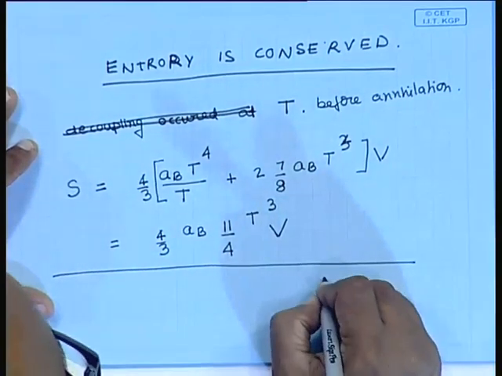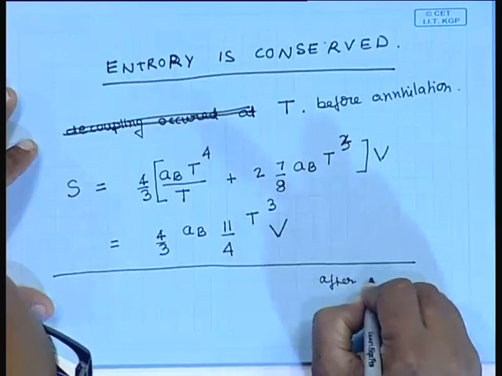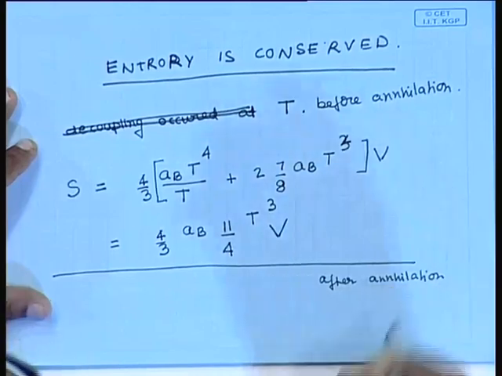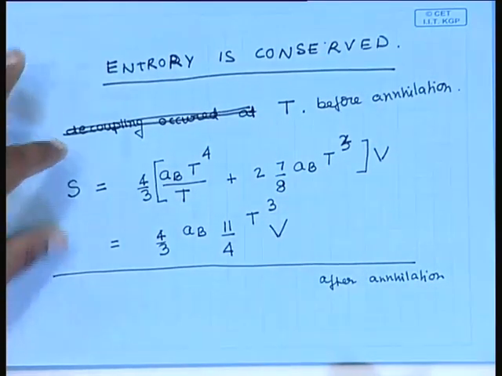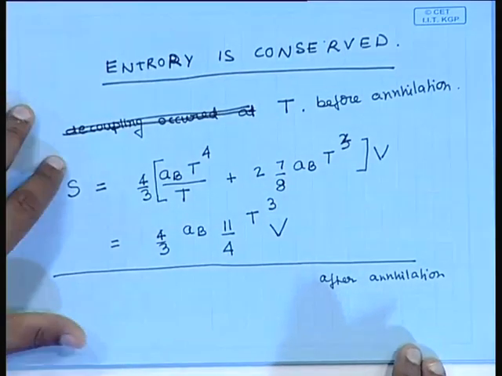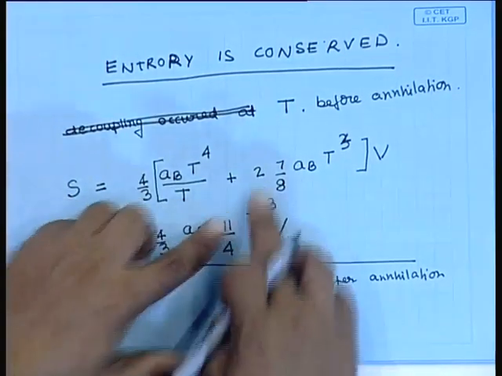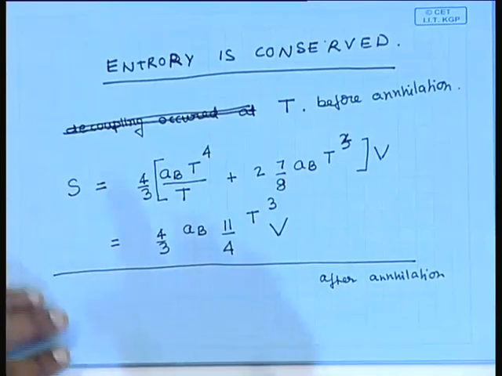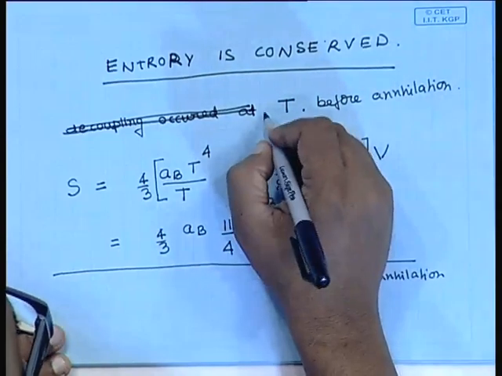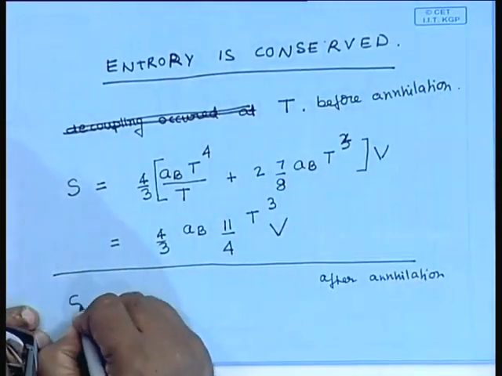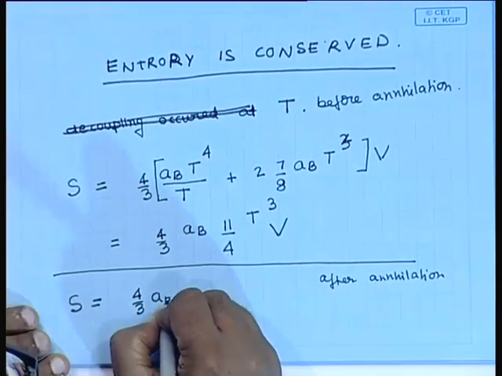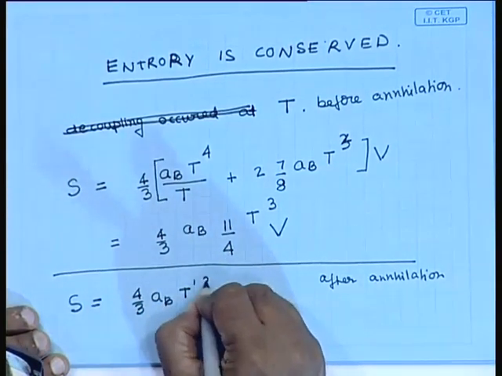Now after annihilation, the entropy is conserved, because this is in equilibrium, it is a reversible process, but the electrons are no longer there, electron positron pair. So after annihilation, this has a temperature T prime, this has a volume V prime. So after annihilation, the entropy is going to be 4/3 AB T prime cube into V prime.